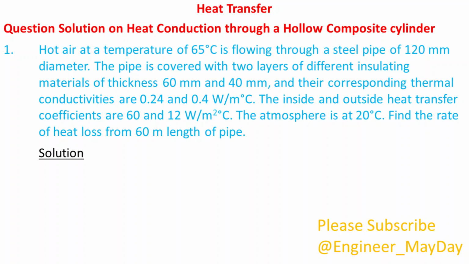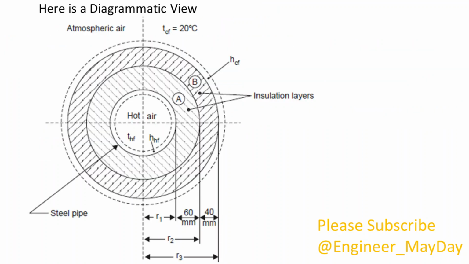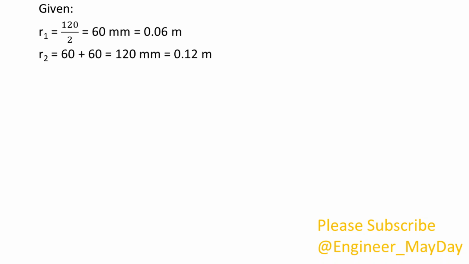Solution. Here is a diagrammatic view. Given. Radius R1 equals 0.06 meters. Radius R2 equals 0.12 meters. Radius R3 equals 0.16 meters.